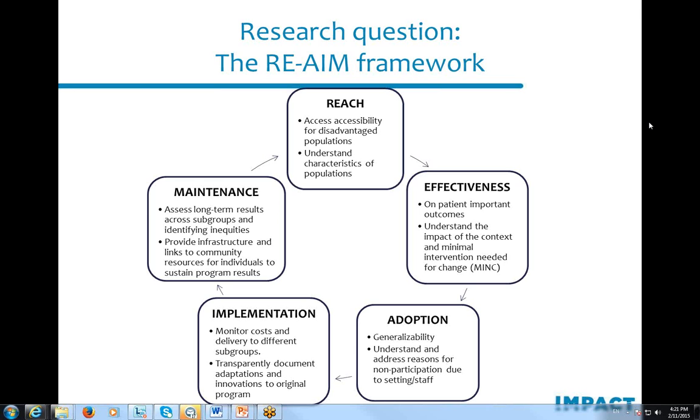Often what is an innovation or intervention that's put in place is implemented in different ways in different locations. And lastly, what's its maintenance been? What's the long-term results across various subgroups, and what's been done to sustain the program results over time? Is there any information from the reported study about what's happened over the long term?